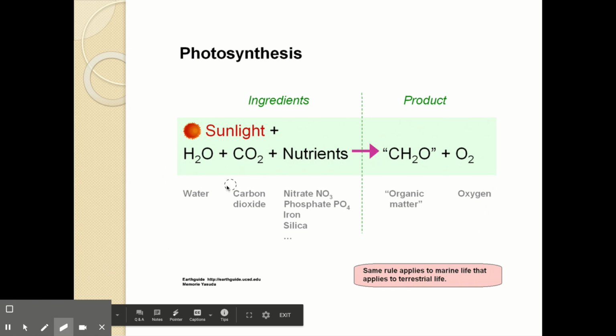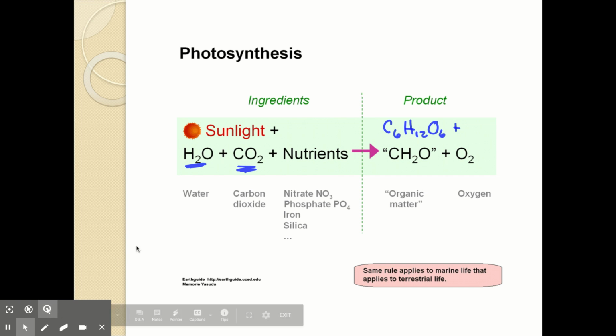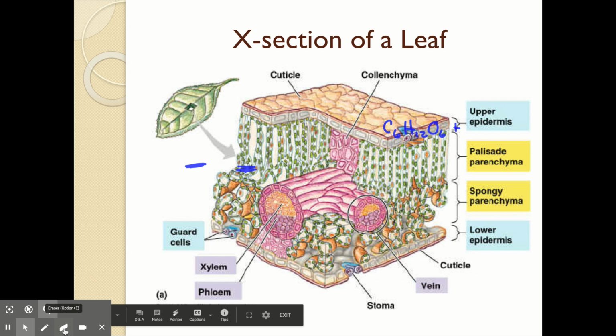All right, so we need to know our photosynthesis equation, which is water plus carbon dioxide. We usually put sunlight in there. I'm not going to worry about nutrients. And then our typical product is glucose, which is C6H12O6, and oxygen. This photosynthesis actually occurs in marine life just as much as it applies to our terrestrial life, which we first think about when it comes to plant life.